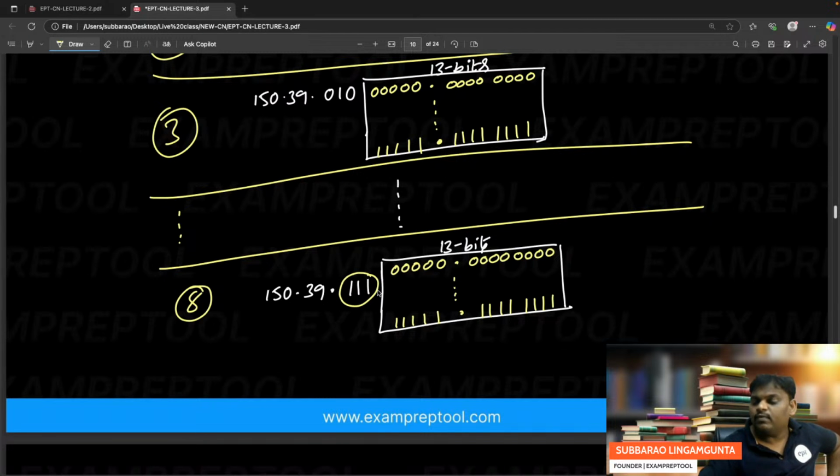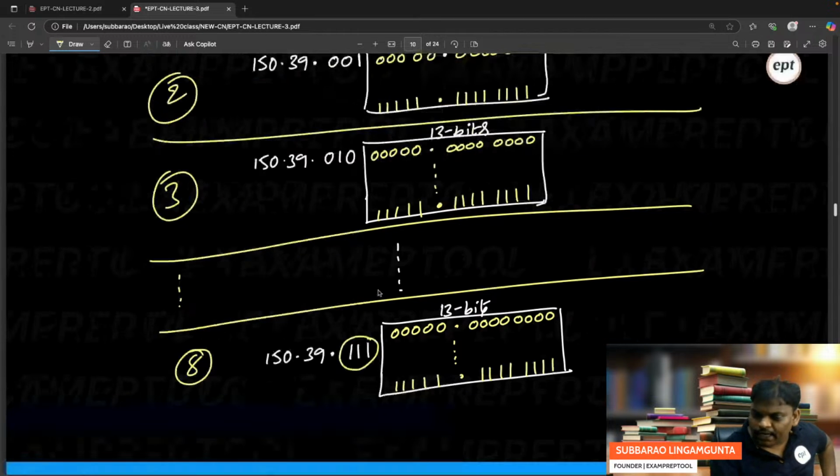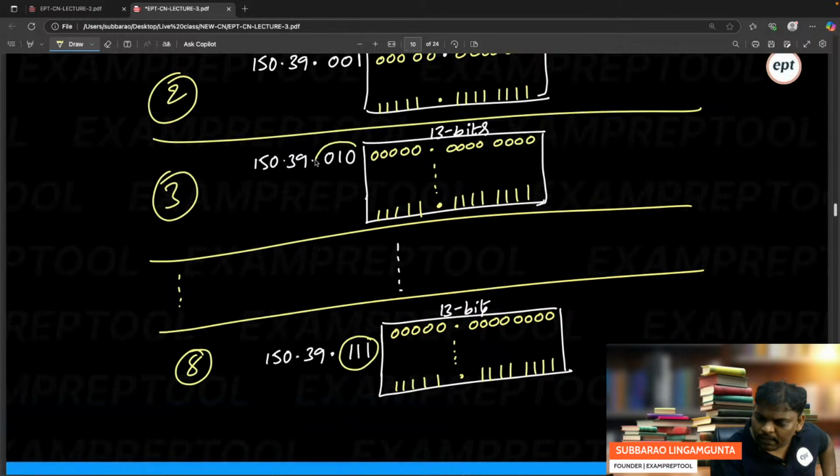Physically, see this one. While writing the subnet number, see this one. I think the third subnet. If you see inside, it is 2, because it goes 0 to 2. If anyone asks you for the third subnet, give this. Third subnet means number 2.